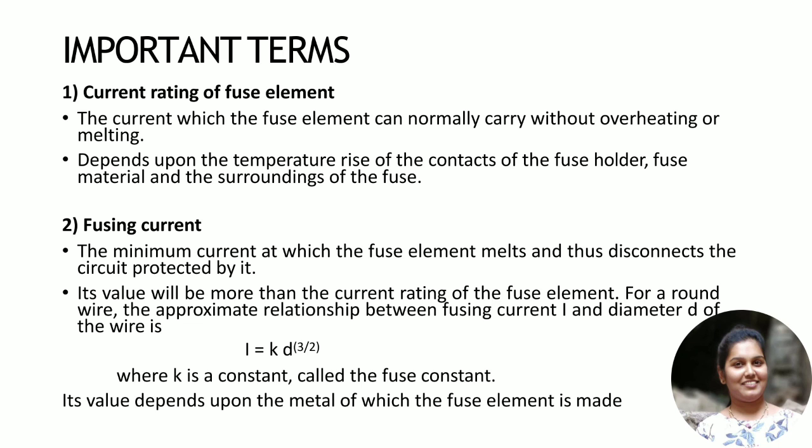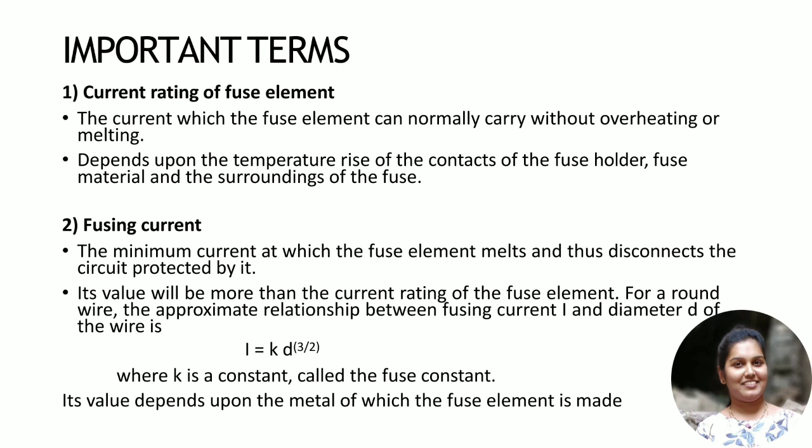Its value will be more than the current rating of the fuse element. For a round wire, the approximate relationship between fusing current I and diameter d is given as I = K d^(3/2). So if the diameter d is known, the value of fusing current I can be calculated using this, where K is a constant called the fuse constant, and its value depends upon the material with which the fuse element is made.